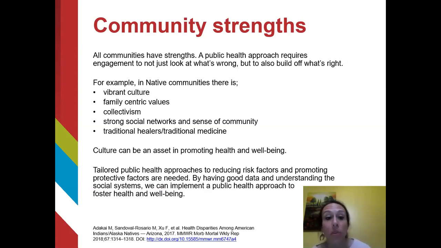Like, for example, with Native communities, some of the assets might be the vibrant, rich cultural fabric, or it might be the family-centric values, or that collective sense of we, that sense of community and belonging that people feel. That's also very, very unique. Or the fact that there are traditional healers and there's traditional medicine. Those are all things that can help us to promote more of a culture of health among our communities. Tailored approaches to reducing risk factors and promoting protective factors are some of the things that are needed. So we need to have good data, but we also need to have good connection with the community to understand kind of the undertone, the fabric that holds people together and holds them accountable for what's going on, and using that to promote the well-being throughout the entire community.